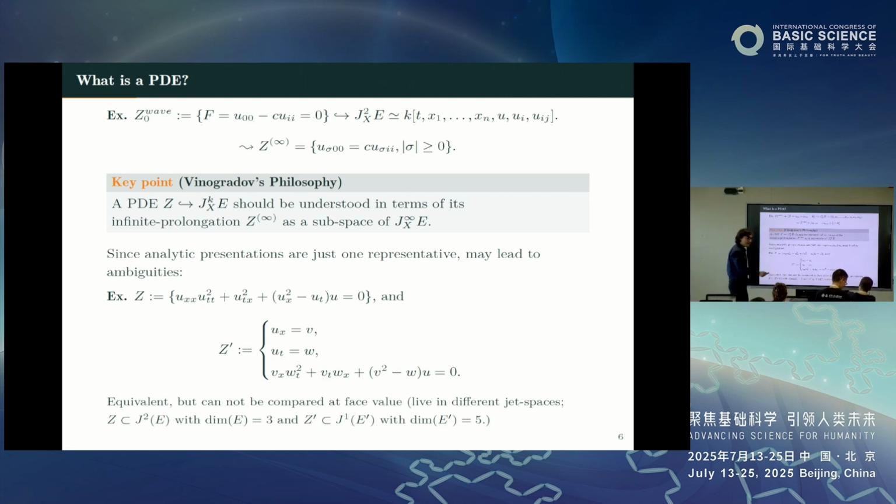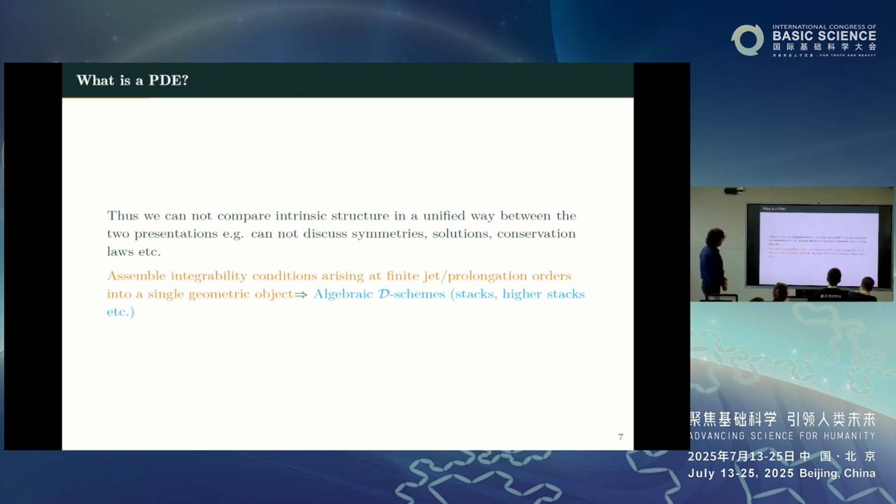Vinogradov, who is actually academic father of Jacob, has this, he passed away, am I right? Yes. Had this philosophy that in order to understand global features of PDEs, you need to infinitely prolong them. Only then the global algebraic features emerge. So this idea actually is an old idea. You start from a differential equation, but prolong and study it algebraically. Okay? All right.